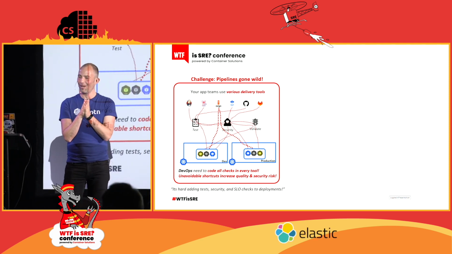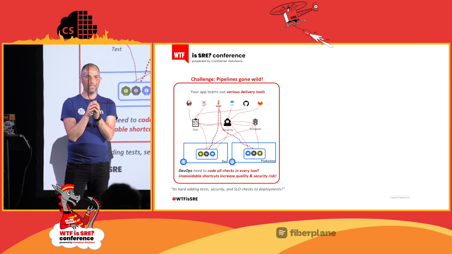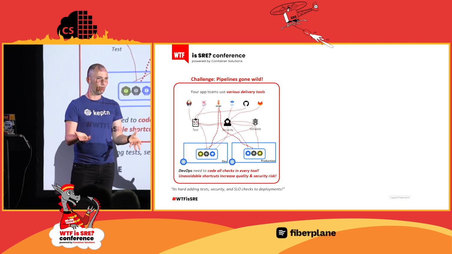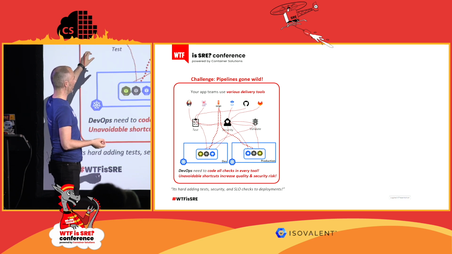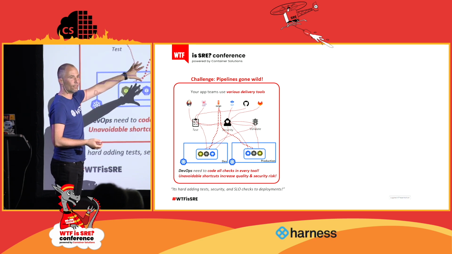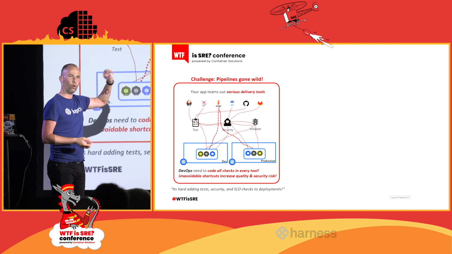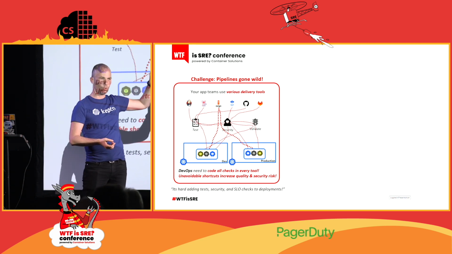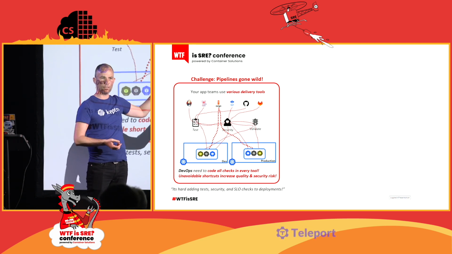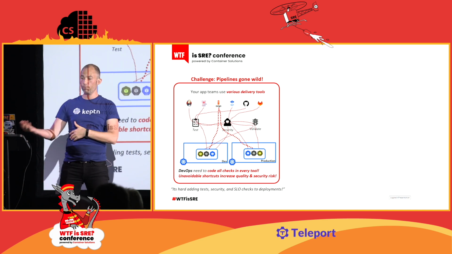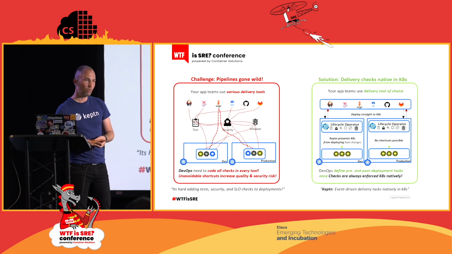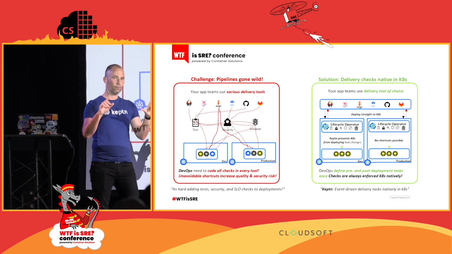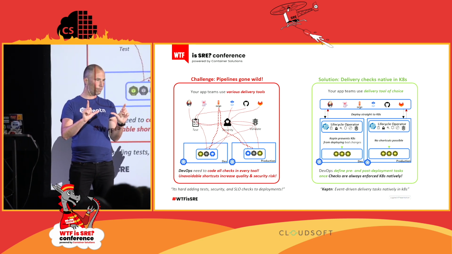So pipelines gone wild. The thing is, we need to enforce different things, different policies in our organization. You want to run functional tests, security tests, you want to validate. Now, one option is that you go to all of your development pipelines, all of your tools, and try to fit this in and enforce these pre- and post-deployment checks. But it's really hard.